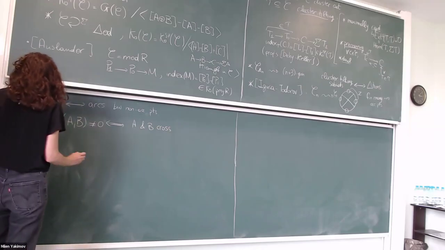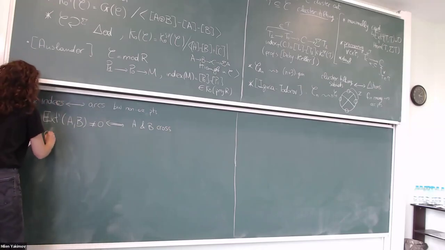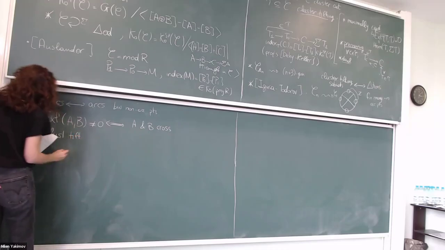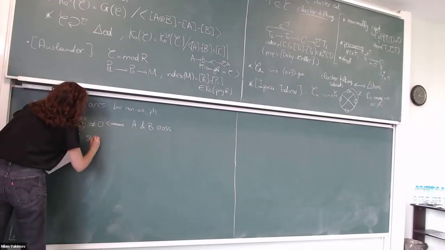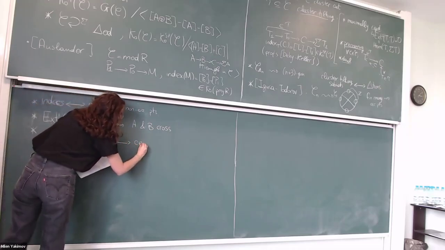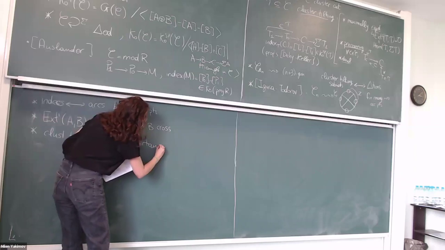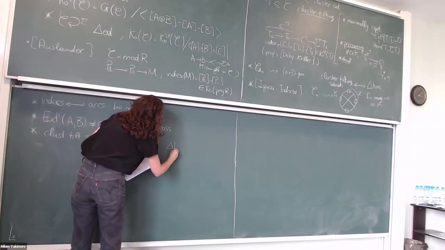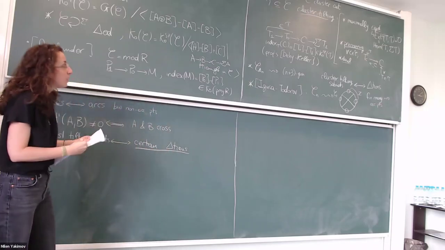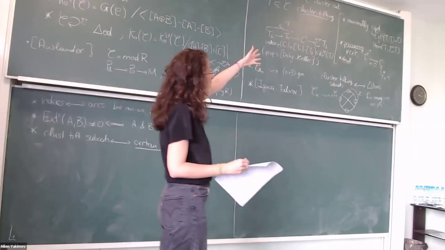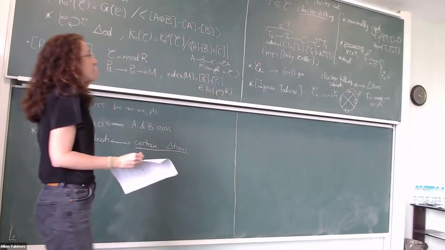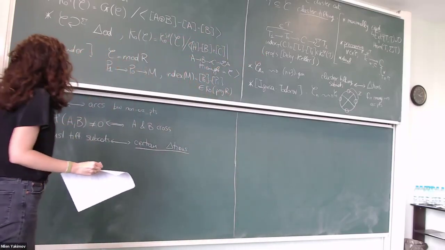And then the cluster tilting subcategories correspond to certain triangulations, and I'm not going to go into details about which ones you need to discard. But the main problem is that some of the triangulations are not precovering or preenveloping. So you have to be careful.